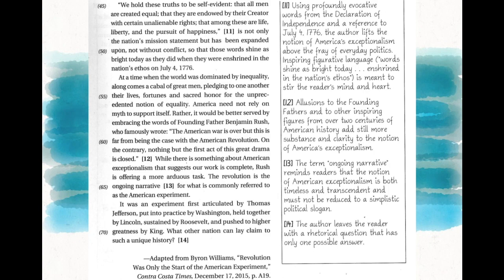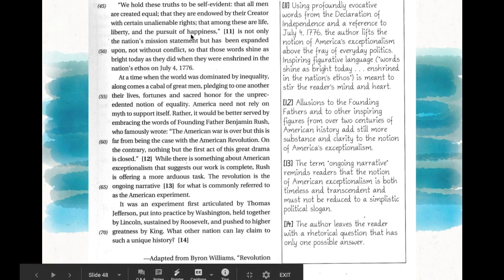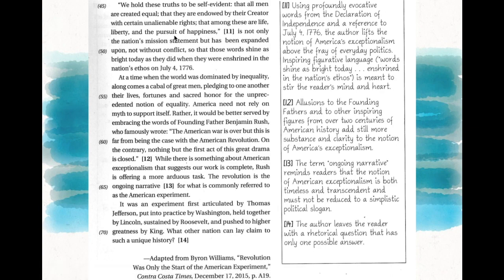Anyway, it is not only the nation's mission statement, but has been expanded upon, not without conflict, so that those words shine as bright today as they did when they were enshrined in the nation's ethos on July 4th, 1776. So now, using these words, obviously, in allusion to the Declaration of Independence, it's a direct reference. The author lifts the notion of American exceptionalism out of the fray of everyday politics, inspiring figurative language. Words shine as bright today, enshrined in the nation's ethos, meaning to stir the reader's mind and heart. So really, you have ethos, logos, and pathos in this one section.